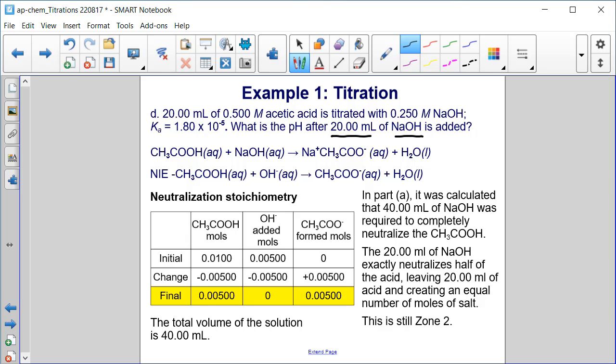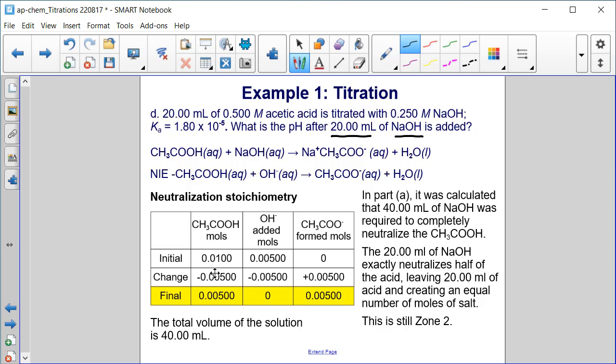So before any neutralization occurs, I have 0.0100 moles of acid and 0.00500 moles of base. And before any neutralization occurs, I haven't formed any acetate. Remember that before the neutralization point, the weak acid in this case will neutralize all of the base. So all of that is neutralized.